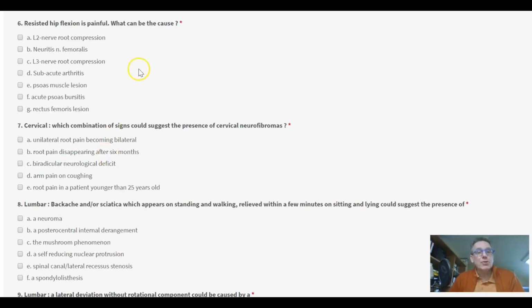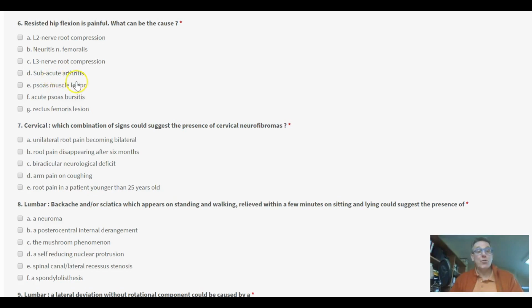Resisted hip flexion is painful. What could be the cause? An L2 nerve root compression? No. It could be weak, but the resisted hip flexion itself is not painful. The patient can have pain, but the test is not painful. You see, in clinical reasoning, objective clinical reasoning and a good functional examination, we really have to pay attention to the details. Neuritis? No. L3 nerve root compression? No. Yeah, they all have pain, but the test is not painful.